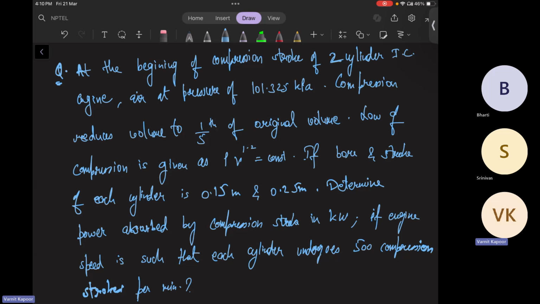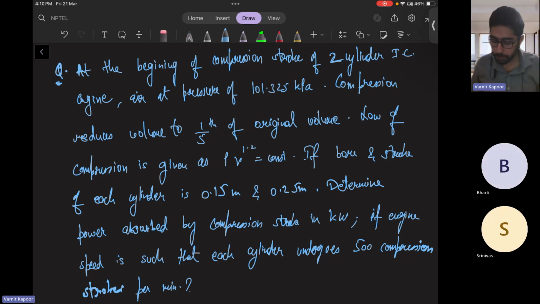Okay, let us start discussing. It's given in the question that again it's a two-cylinder IC engine this time, and air is at a pressure of 101.325 kilopascals. During the compression, the volume reduces to 1 by 5 of its original volume. Bore and stroke mean the diameter and the length of the stroke from one position to another. The diameter is 0.15 and the length is 0.25 to complete that stroke. You need to find the power absorbed in the compression stroke in kilowatt, given that the engine is undergoing 500 compression strokes per minute.